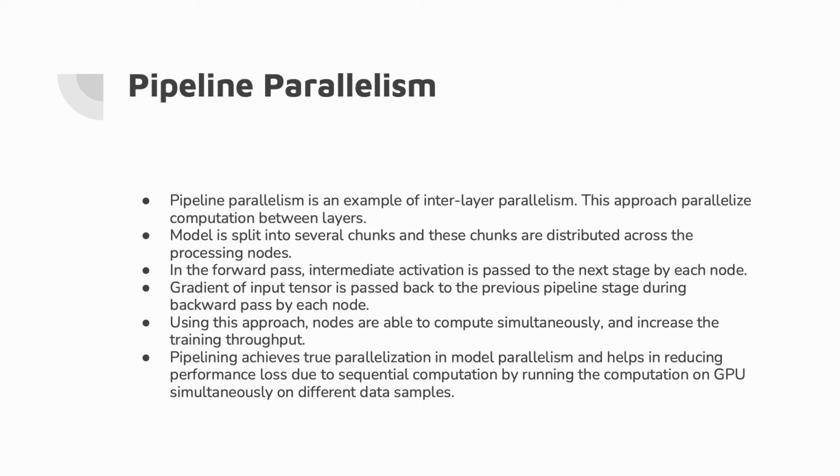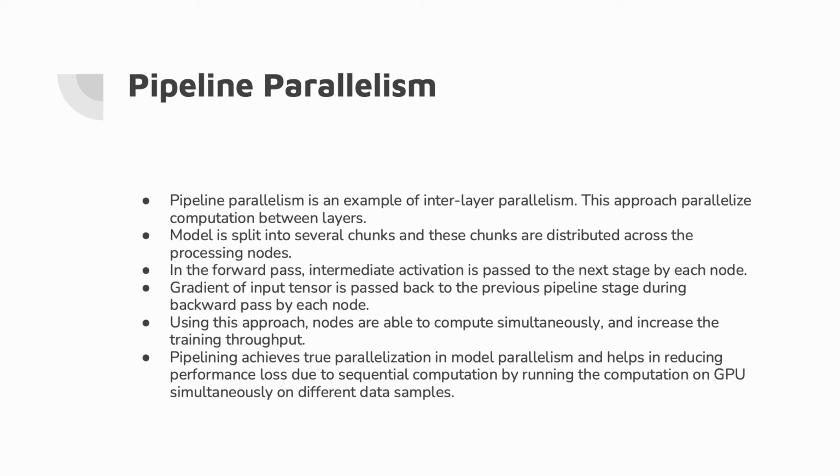In pipeline parallelism, there are two passes. In the forward pass, intermediate activation is passed to the next stage by each node. Then the gradient of the input tensor is passed back to the previous pipeline stage using the backward pass by each node. Using this approach, nodes are able to compute simultaneously and increase the training throughput.